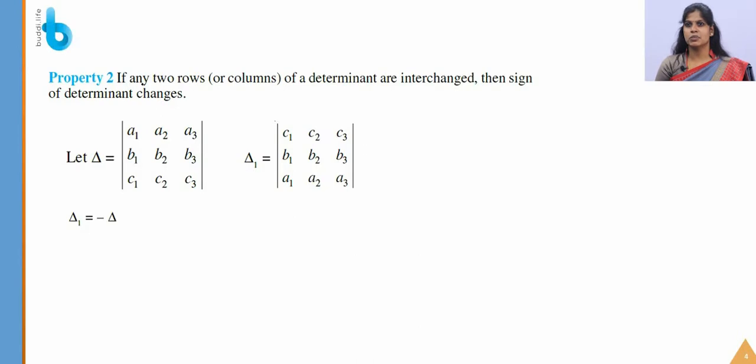Next, see the second property. If any two rows of a determinant are interchanged, then the sign of the determinant changes. See, only any two rows or columns. See here, for example, I have taken a determinant. Here, the first row is taken to the third row and the third row is taken to the first row. So, it is interchanged, right? If it is interchanged like this, then the sign of the determinant changes. Both will have the same value, but the sign alone will change.